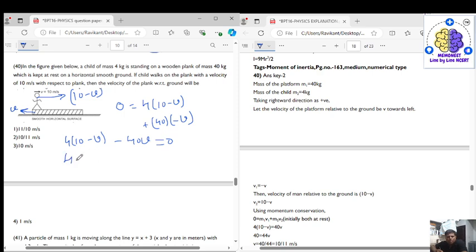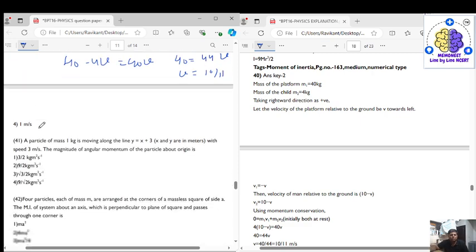or you can say 40 minus 4v equals 40v, and from here we get 40 equals 44v. So v equals 10 upon 11. So the correct answer is option 2, that is 10 upon 11 meter per second.